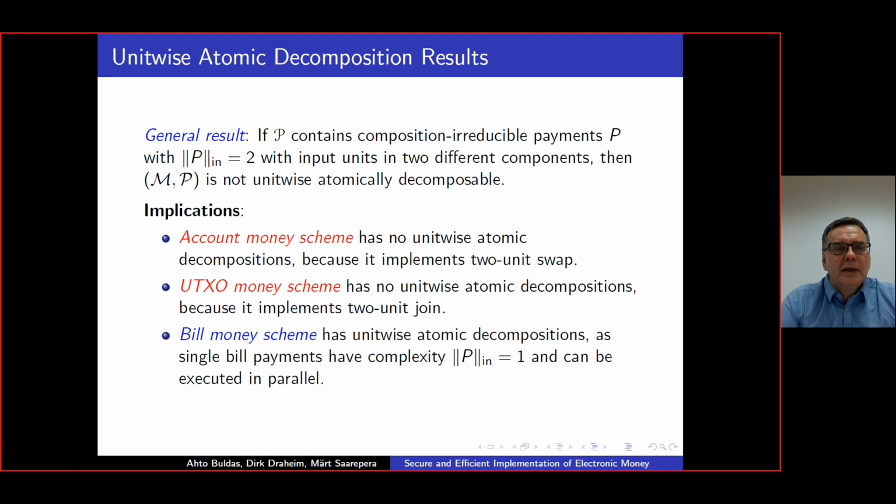What we can derive about unit-wise atomic decomposition, the general result, is that if the set of allowed payments contains composition-irreducible payments with input complexity 2, the input units of which are in two different components, then the money scheme is not unit-wise atomically decomposable. And the implications are that a Kant money scheme has no unit-wise atomic decomposition because it implements a two-unit swap, which has complexity 2. And the same about UTXO money scheme. It has no unit-wise atomic decomposition because it implements a two-unit join. Bill money scheme has unit-wise atomic decompositions, as single bill payments have complexity 1 and they can be executed in parallel.